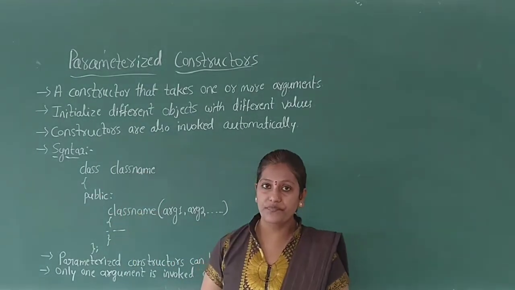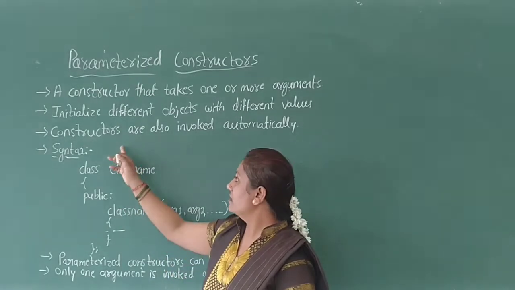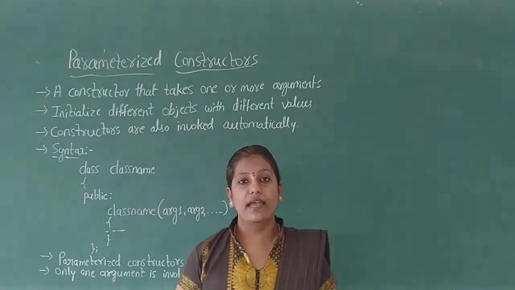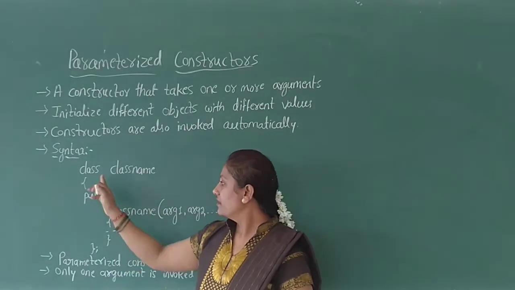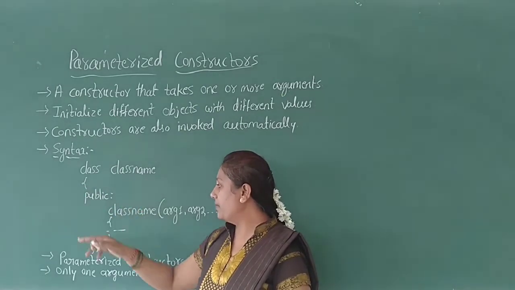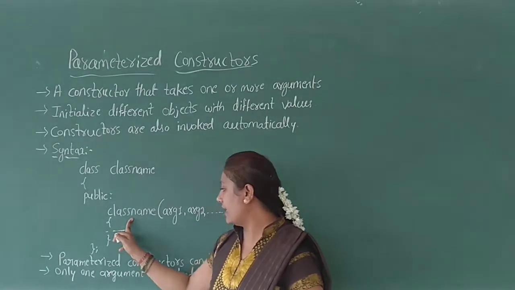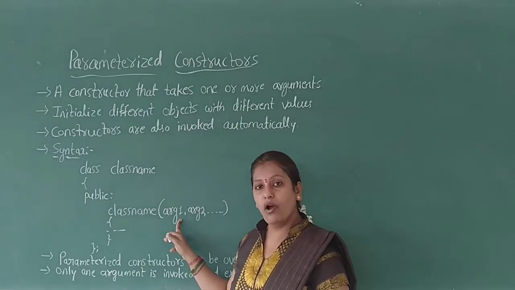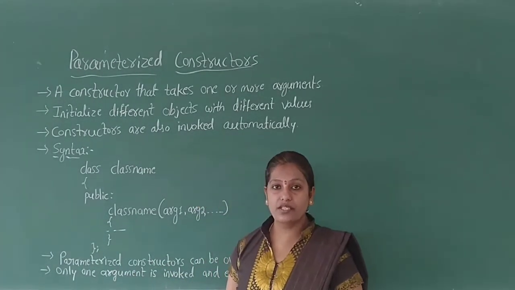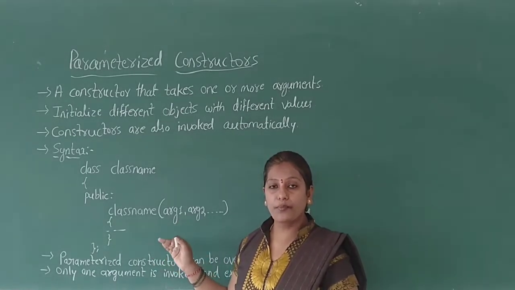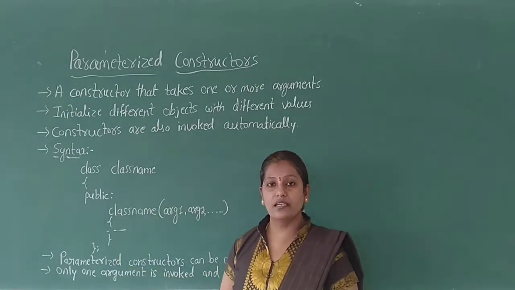Using this constructor, it is possible to initialize different objects with different values. Constructors are also invoked automatically whenever objects with arguments are created. The syntax is the same, using the class keyword and class name. In the public section, the parameterized constructor is created using the same name as the class name, with one or more arguments in the list. It has executable statements, that means it initializes objects with argument values, and the class is ended by using a terminator.